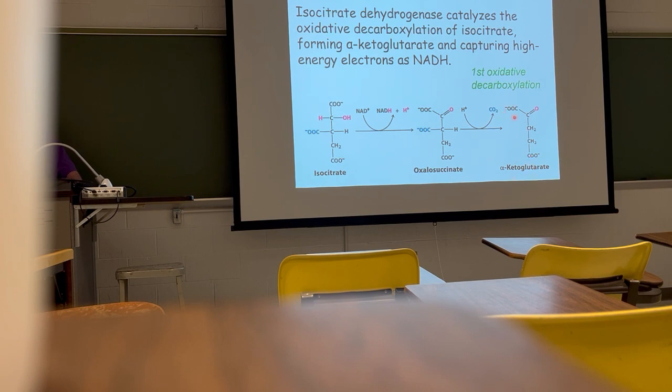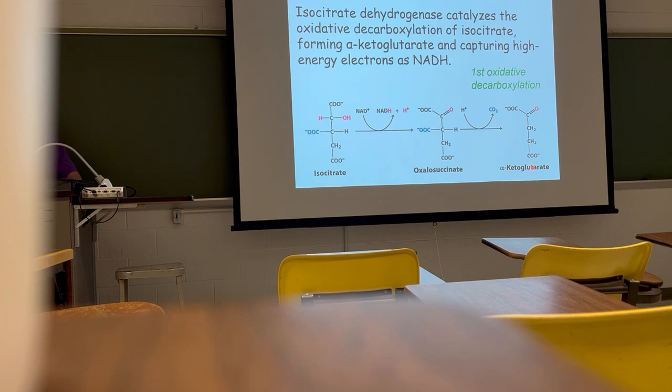So it has a carboxylic acid group at carbon 1, a ketone at carbon 2. And the electrons are conserved by reducing NAD to NADH. We call this reaction an oxidative decarboxylation. So it's a decarboxylation because we're taking off that CO2, and it's an oxidation of this second carbon that results in reduction of NAD to NADH. This is an important regulatory step in the pathway, and we'll talk about that some more later today.